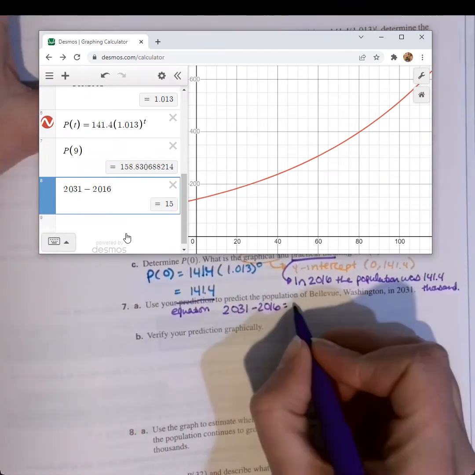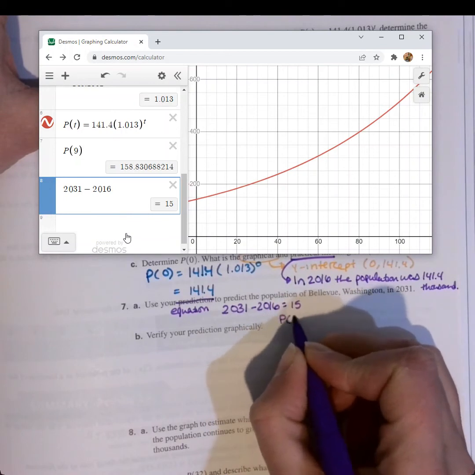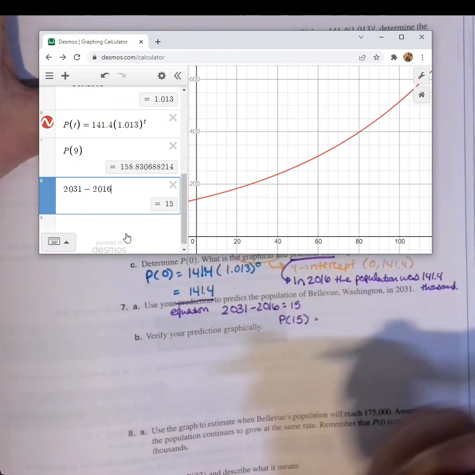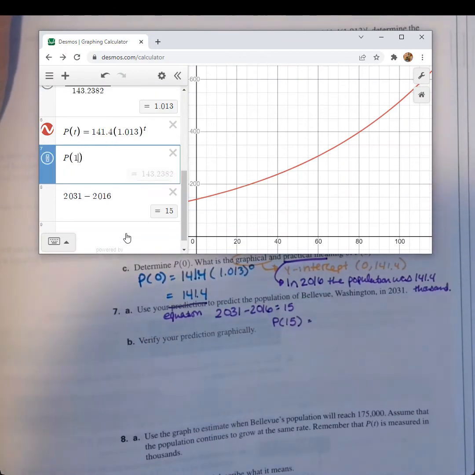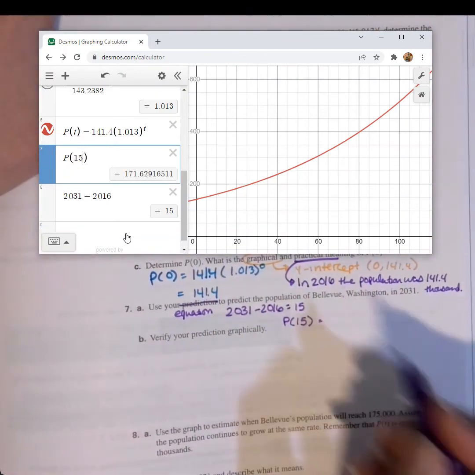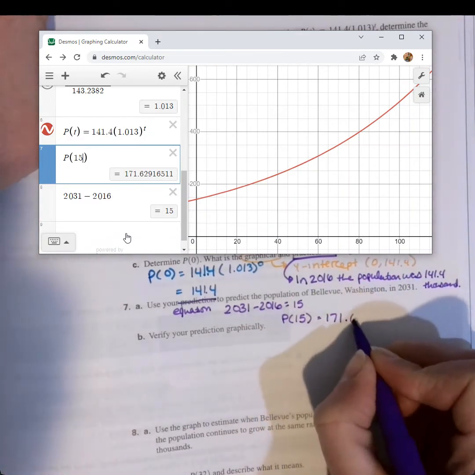So 15 is going to become our input value. And so what we're looking for here is P of 15. So P of 15 is going to come out as 171.6 thousand.